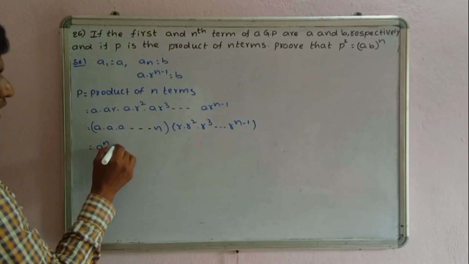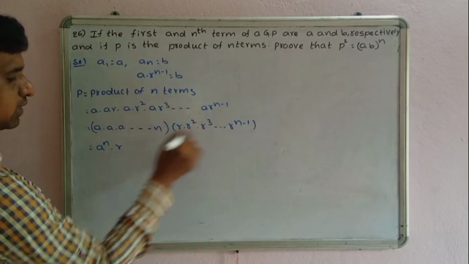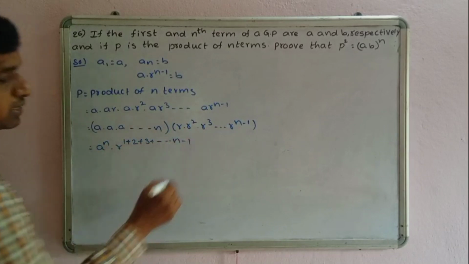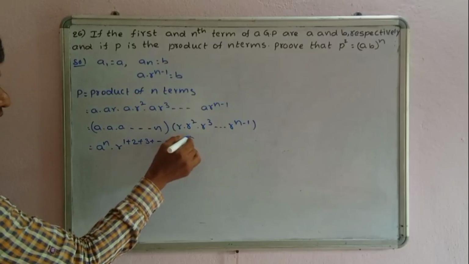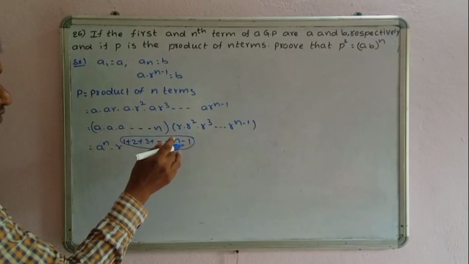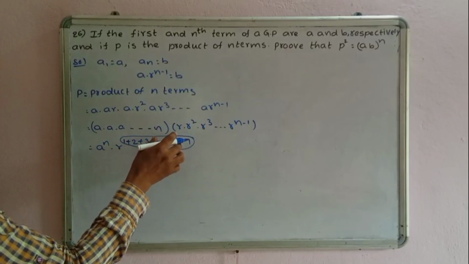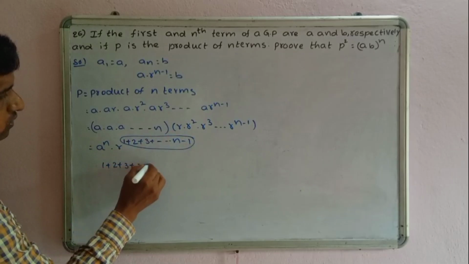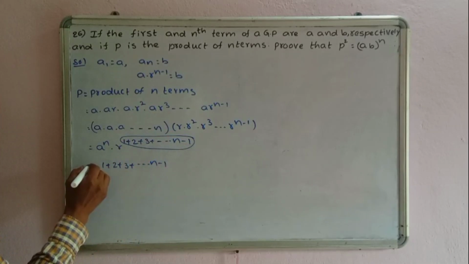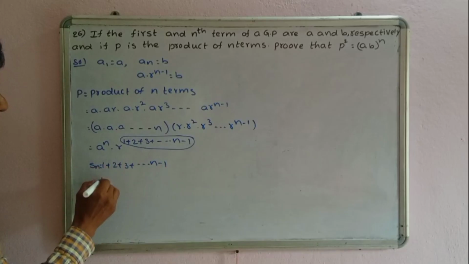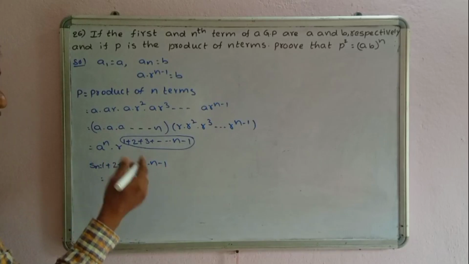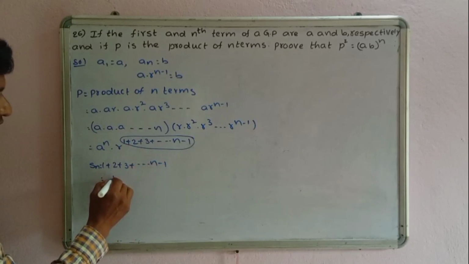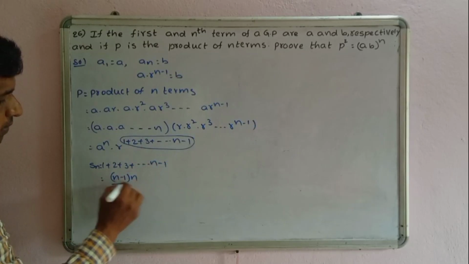Into R power. Here bases are equal, so exponents are added. 1 plus 2 plus 3 plus so on n minus 1. Observe that 1 plus 2 plus 3 plus so on is the progression related to arithmetic. So this is the arithmetic sequence. Say it is Sn. What is the Sn formula? Sum of n terms, n into n plus 1 by 2. Here how many terms are there? N minus 1. So n minus 1 into n by 2.